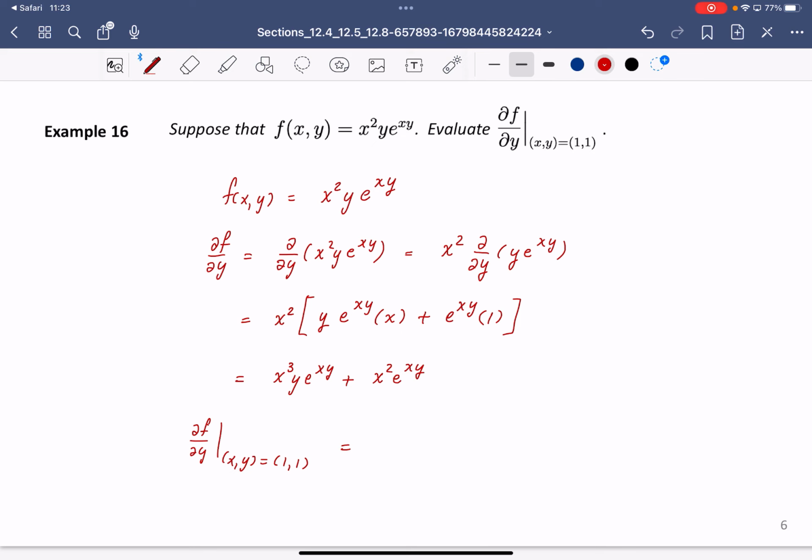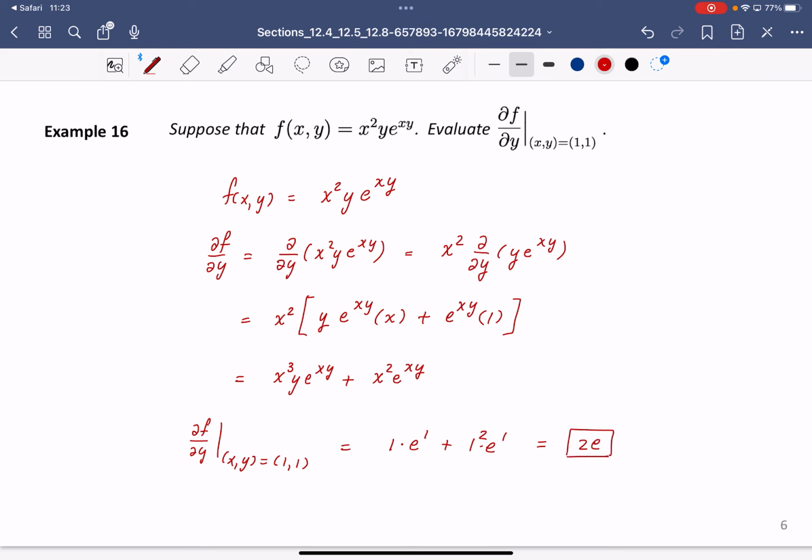So it's going to be 1 times e to the 1, and then 1 squared times e to the 1. What is e to the 1? It's 1, right? e to the 1 is e, sorry. The answer is 2e.